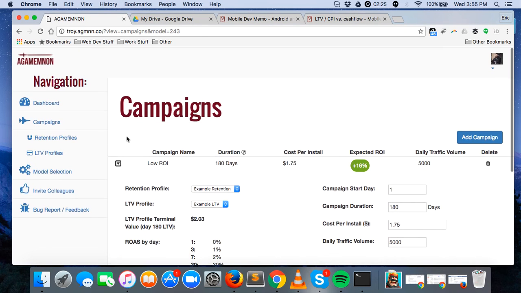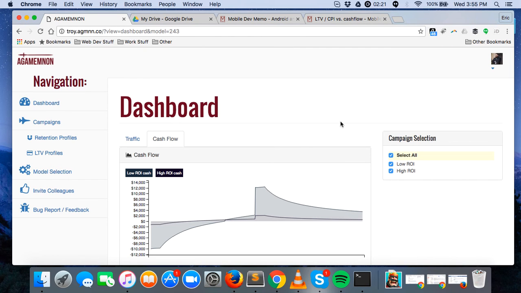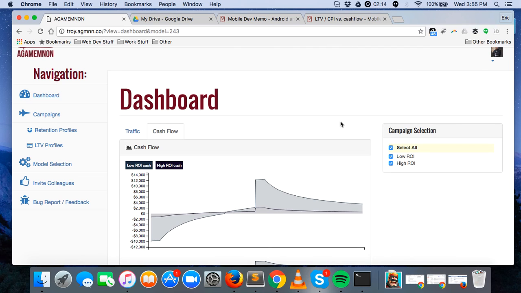Now we can take a look at the dashboard and at what matters, which is cash flow. On the screen, this is profit. So it's not revenue, it's revenue minus expenses on any given day, which is why at day 180 profit jumps up, because both of these campaigns only run for 180 days. At day 181, you stop spending money and you start only making money on the previous cohorts. You're not buying new cohorts, but all the previous cohorts are continuing to give you money.